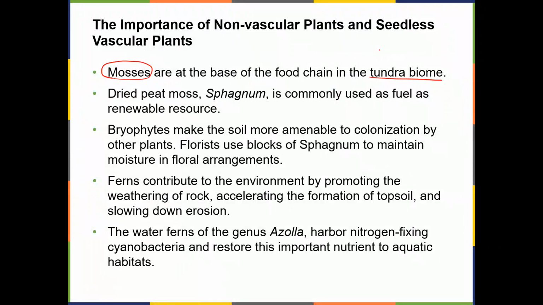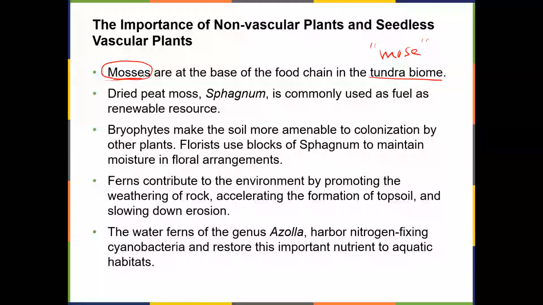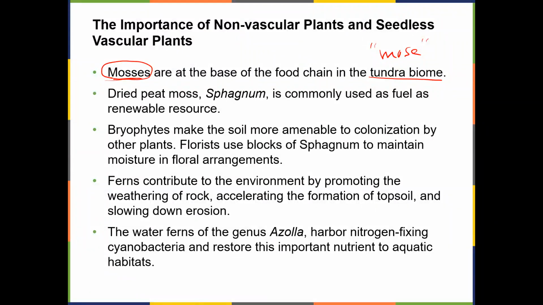The moose, the big herbivore animal that lives in the tundra, usually eats these mosses. There is no grass in the tundra, which is a very cold place, but they have a lot of mosses, and mosses have become the base of the food chains in the tundra biomes.